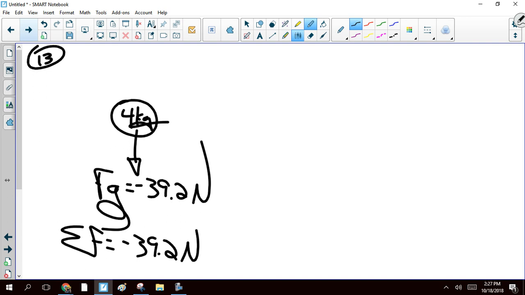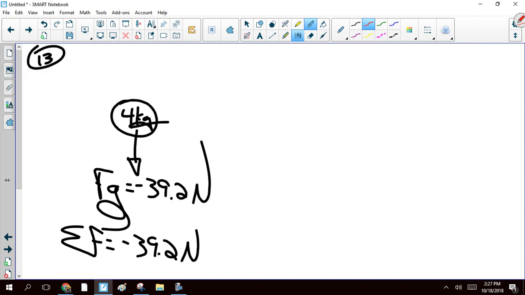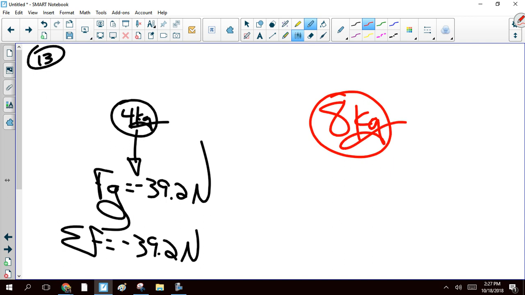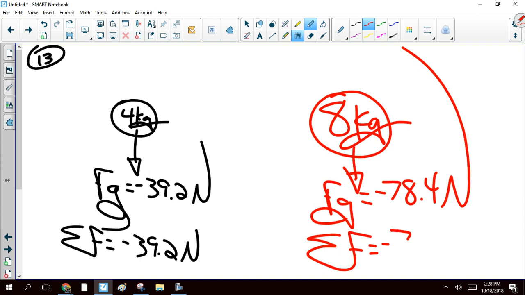Yes? All right, number 14 was almost the exact same thing, except the ball was bigger. 8 kilograms of ball. Here we go. Gravity's pulling this thing down with a force of 8 times negative 9.8, which is negative 78.4 newtons, which means that the net force on this guy is going to be negative 78.4 newtons. Yes? Okay, so that was part A and B.